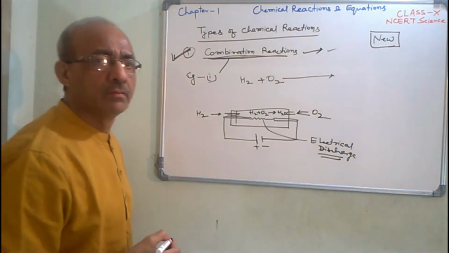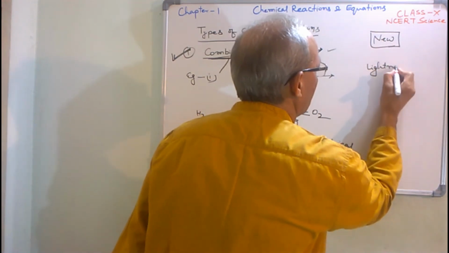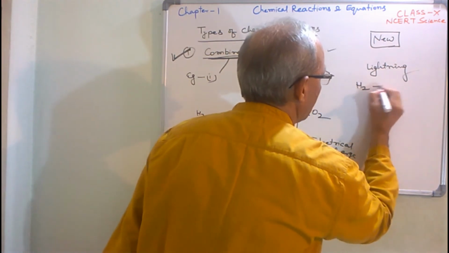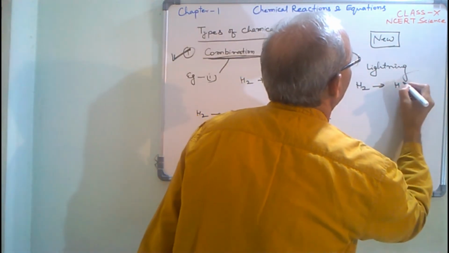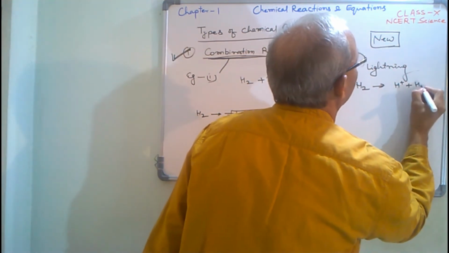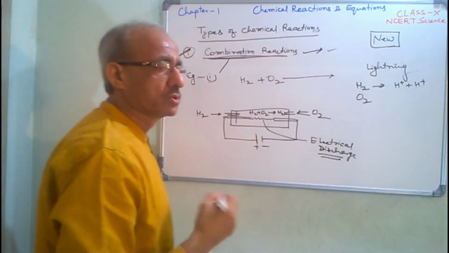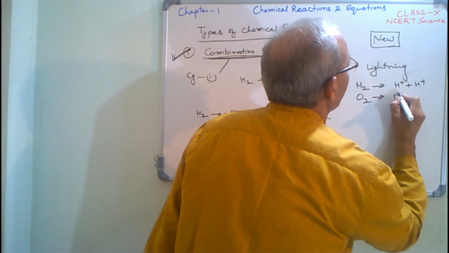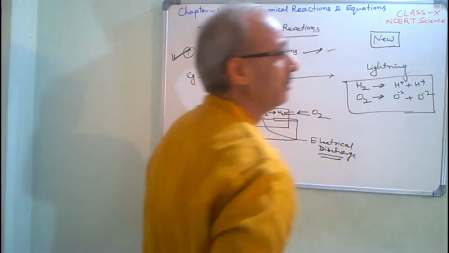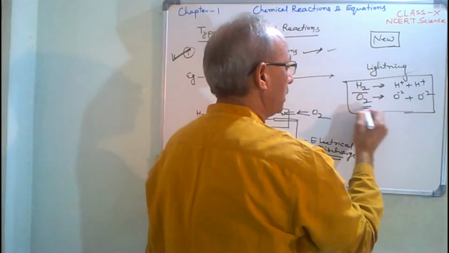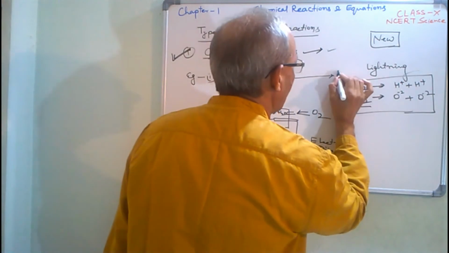Similarly, in rainy season, particularly during lightning, the hydrogen gas breaks into its ions, and simultaneously in nature oxygen molecules are also breaking into their ions, and thereafter the ions of hydrogen and oxygen, as they have opposite charges, combine together to form water, H2O.